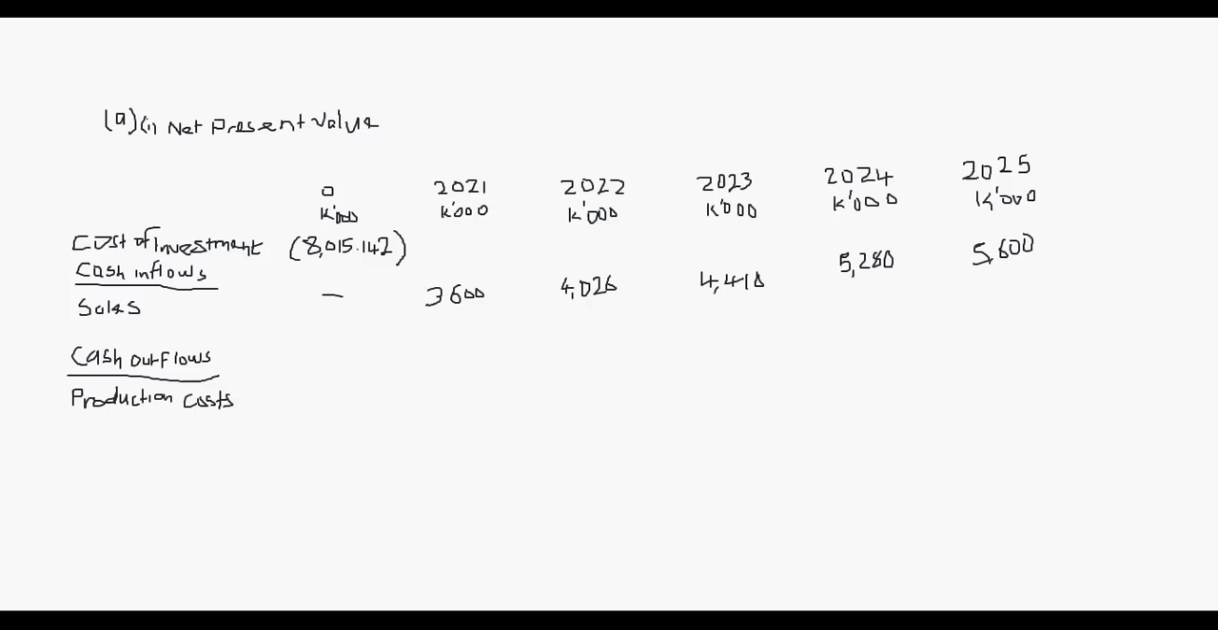From the question, we are told that production cost will be 15% of the sales. So we just put it in brackets: 15% of the sales will be charged as production cost. And we know that these are our sales there on top. So we just multiply to get the cost of production. So let's do the calculation. What is 15% of 36?